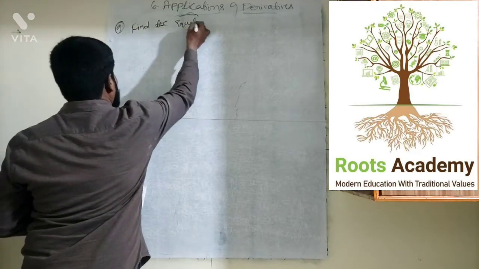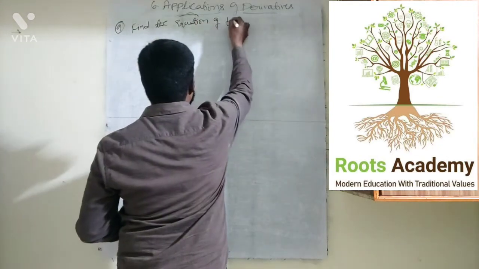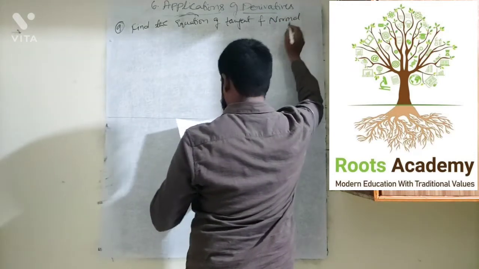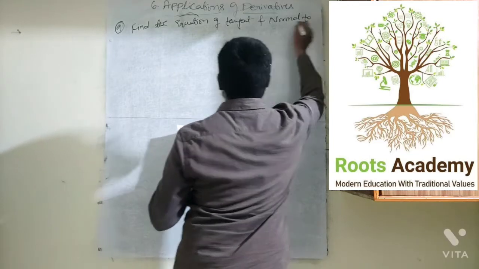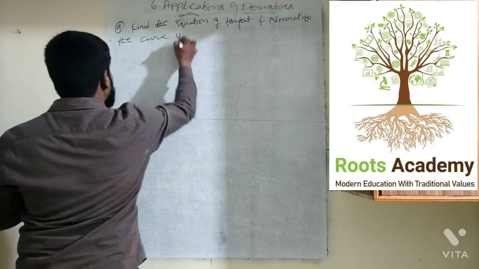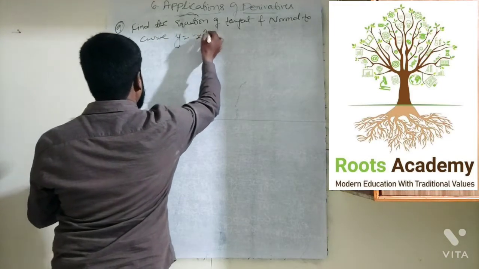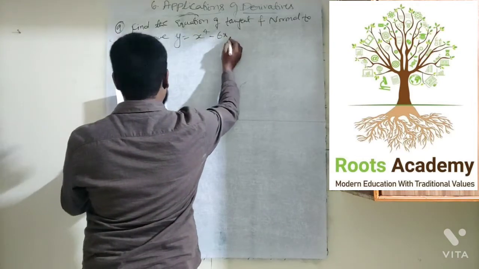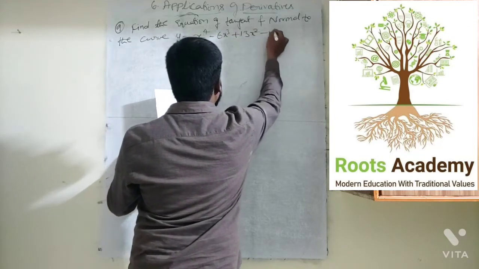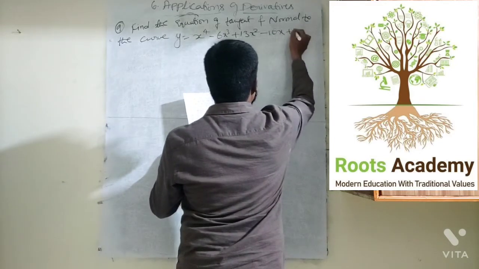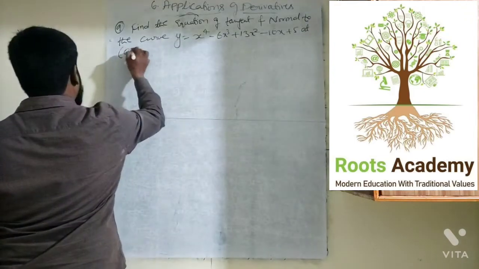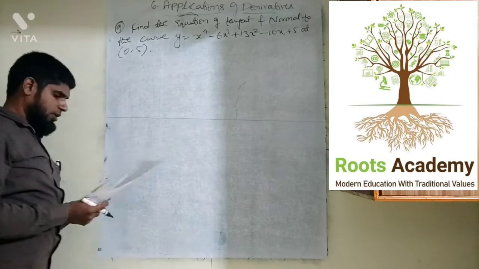Find the equation of tangent and normal to the curve y is equal to x power 4 minus 6x cubed plus 13x squared minus 10x plus 5 at 0, 5.